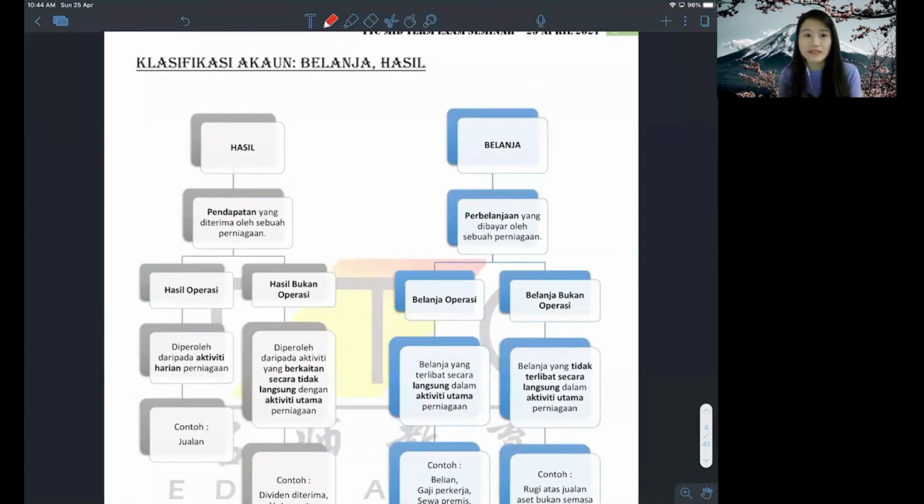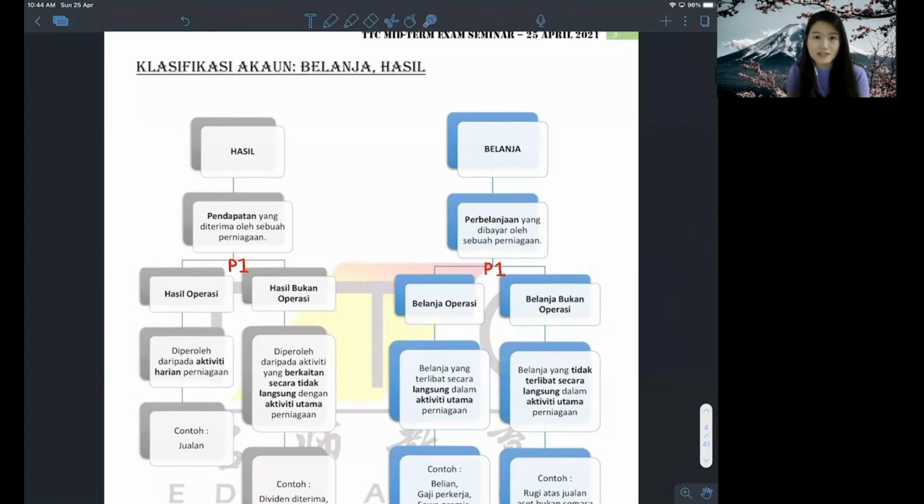things that you see in your daily lives. Example, you will have to pay for utility bills. Like what? Bill air, bill electric, bill telephone. Isn't this a form of belanja? But just that here, okay, I want to say, they will ask for the hasil operasi, hasil bukan operasi, only in paper 1. Okay, the operasi dengan bukan operasi is not at all important for your paper 2, but only for paper 1, the objective questions. Okay, so for operasi, we talk about hasil first, okay?